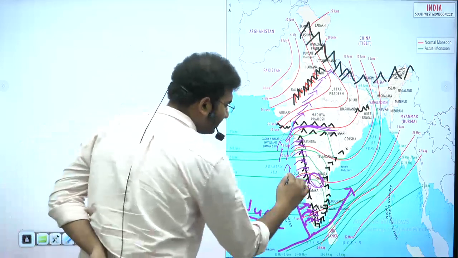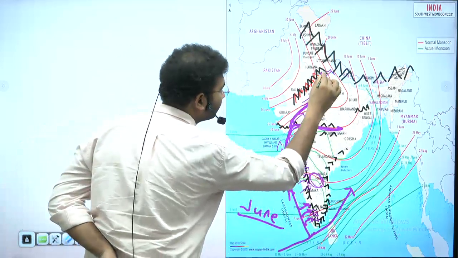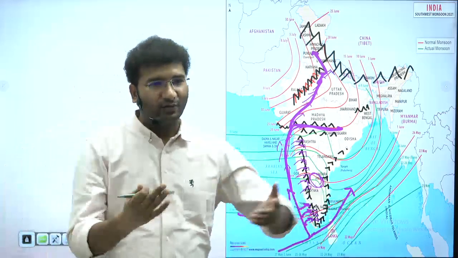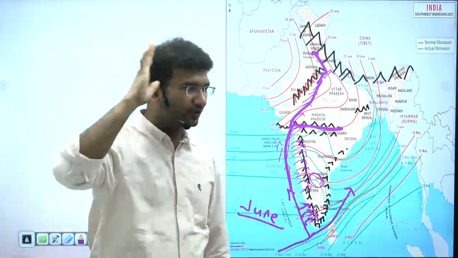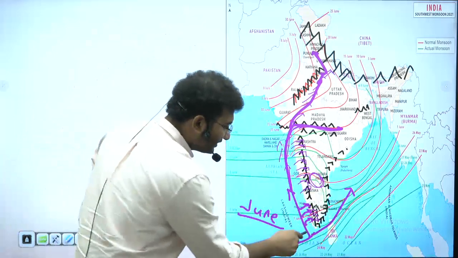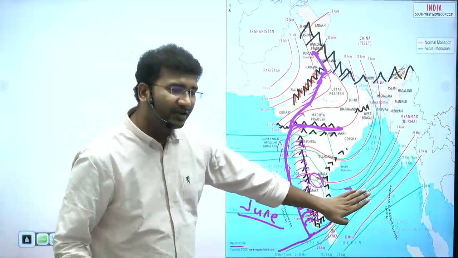Now let me exaggerate this. One wing and the other wing. This is how it is going. Wherever the mountains are there, it tries to avoid those mountains and the clouds want to move. On the other side, see this. This is the second wing, which is the Bay of Bengal wing, and this wing gives you a lot of rainfall.